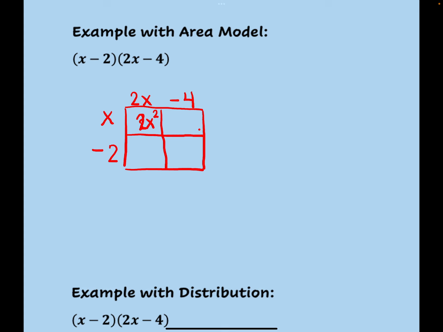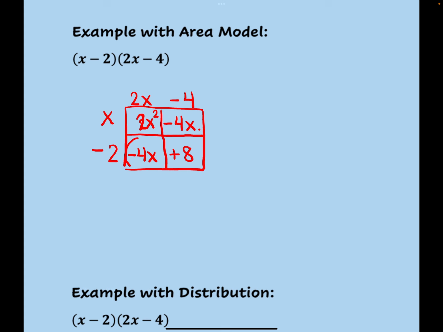Then in the second box over here, I'm going to do x times negative 4, and that gives me negative 4x. In the bottom left box, I'm going to take negative 2 times the 2x on top, and that's going to give me negative 4x. Then I'm going to do negative 2 times negative 4, and that's going to give me positive 8. Now, with the area model, I can look and see there's only one term that has x squared. There's one term that has no x's, and then there's 2 terms that both have an x.